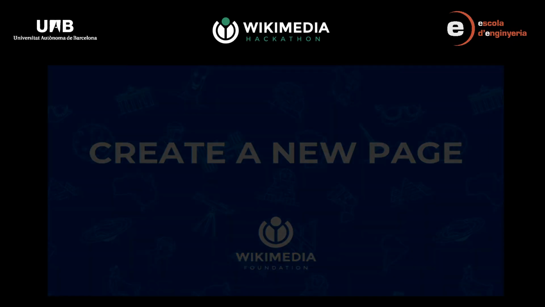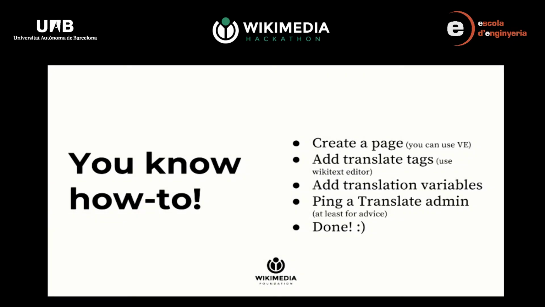Final section, how to create a new page. Basically, that's really simple. I've explained how to make it happen. So you can first create the page. You can use VE in that case. Then you use Wikitext to add translate tags. You add the different variables you need. I advise you to ask for advice from more experienced users. It can be translation admins. They can help you to set up the page in the best way and explain better tips than all the theory I'm showing you. And yeah, then that's done. You can ask for translators and get translations done.